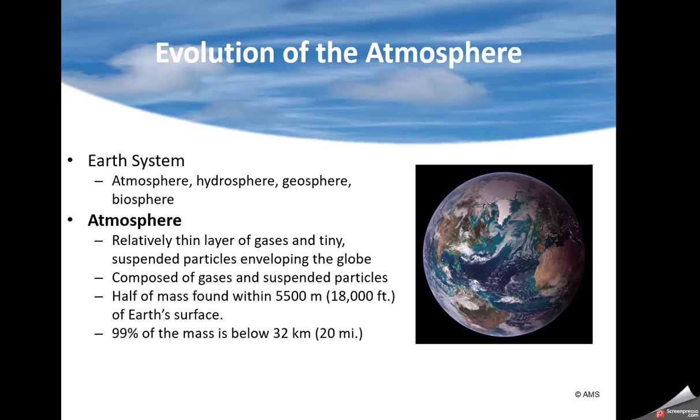And believe it or not, half the mass of the atmosphere is within 18,000 feet. So, a little more than a 3-mile walk. So if you walk 3 miles, you've literally made it halfway through the atmosphere, if you could do that in a vertical. And 99% of the mass is below 20 miles. You don't even have to run a marathon to get through 99% of the mass of the atmosphere. So we're really talking a thin layer around the Earth.